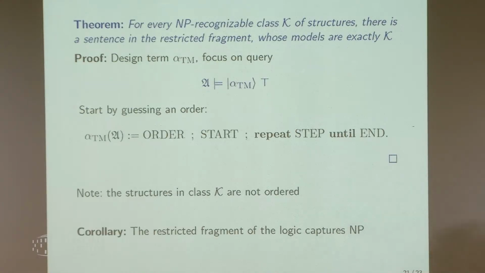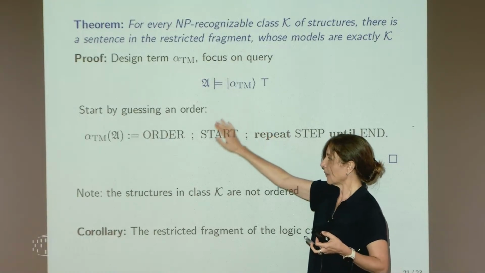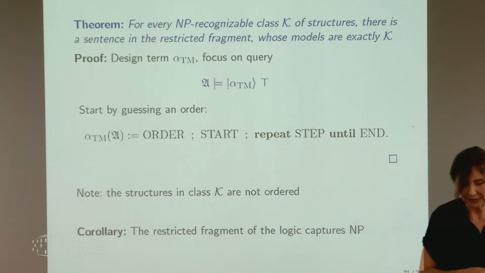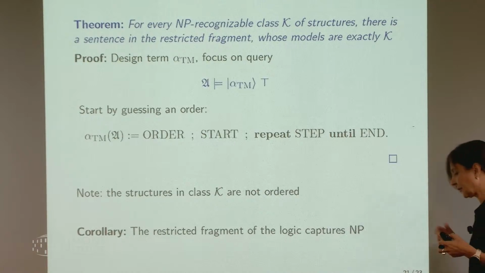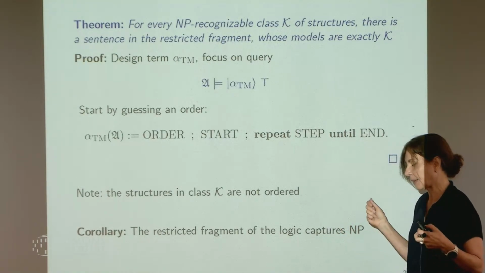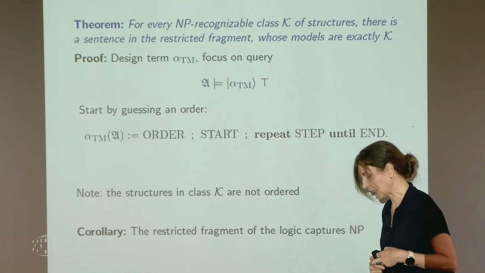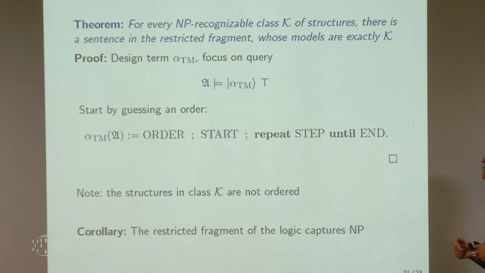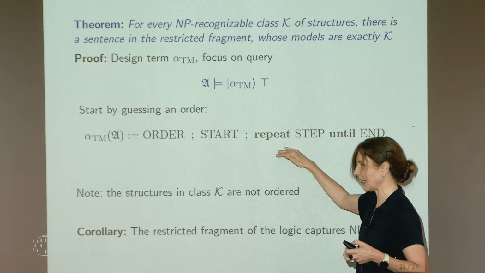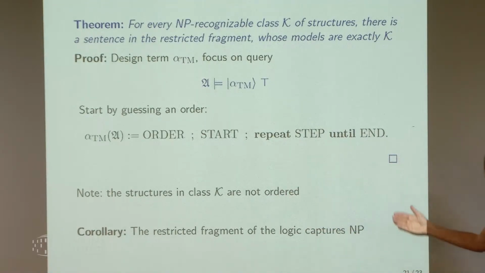The second theorem shows that for every NP-recognizable class of structures K, there is a sentence in the restricted fragment whose models are exactly K. And there we model a Turing machine. We guess an order first, as in the example for counting: we guess elements one by one, and we associate them with elements of a secondary domain. The secondary domain can be ordered. And then given that order, we run the computation. And this is purely deterministic computation after that. The structures on the input are not ordered.